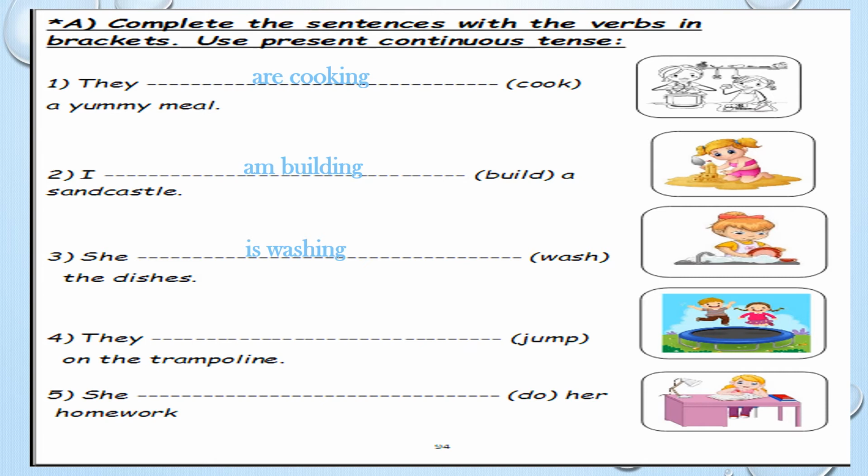Number 4, they. What are they doing? They are jumping on the trampoline. So we put verb to be are and then we put jump and then we add the ing, jumping. Number 5, what is she doing? She is doing her homework. Let's move to the next page.